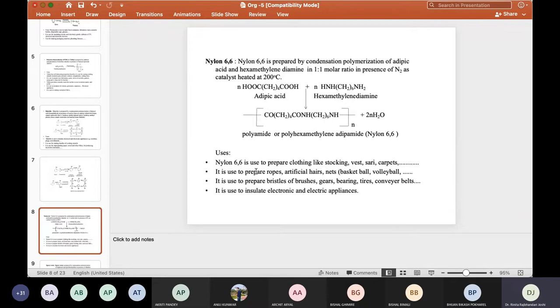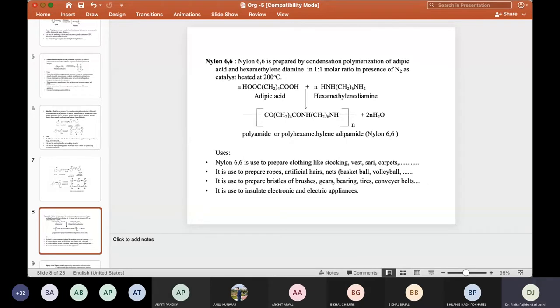You have seen that nylon is used in many places; you can go on writing whichever uses you have seen. Nylon is used to prepare clothing like stockings, long socks, waist wear, saris, carpets, and carpet linings, and you can go on adding. Likewise, it is used to prepare ropes, nylon ropes you must have seen. Even artificial hairs as well as nets, maybe different nets. It is used to prepare the bristles of brushes, maybe toothbrush, hairbrush, or cloth brush.